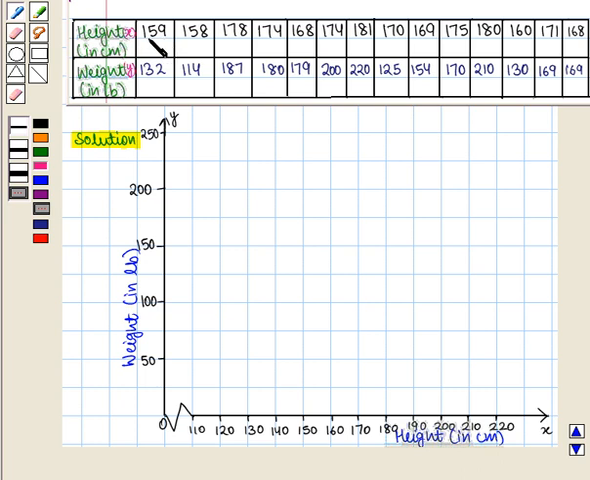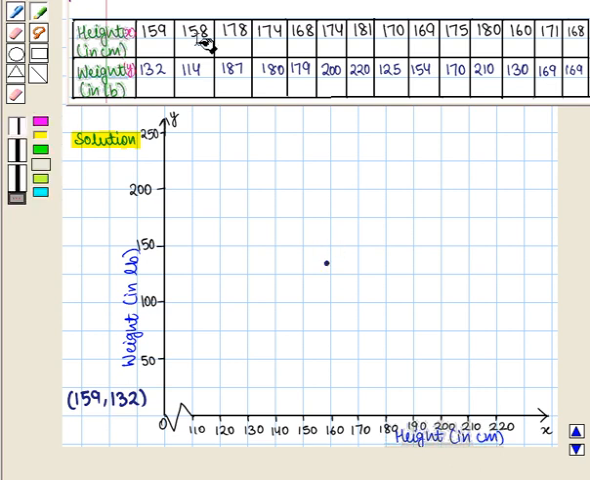Corresponding to the height 159 centimeters, weight is 132 pounds. So the first point that we have to plot is (159, 132). So here we have plotted this point with coordinates (159, 132).